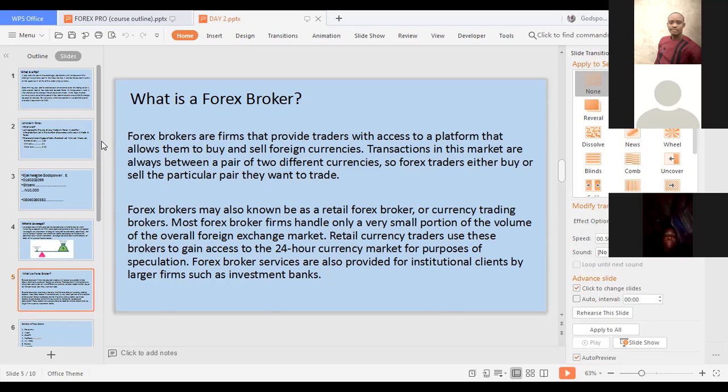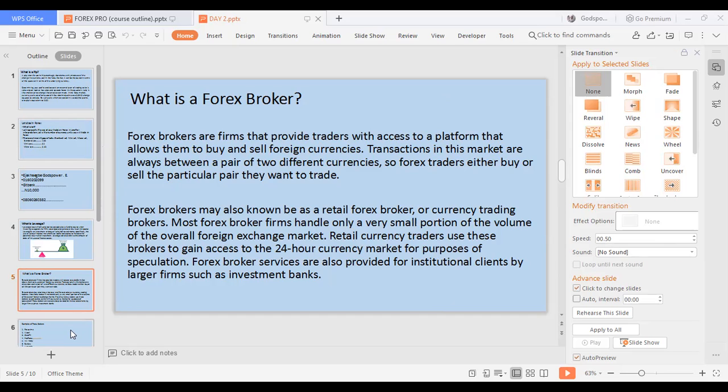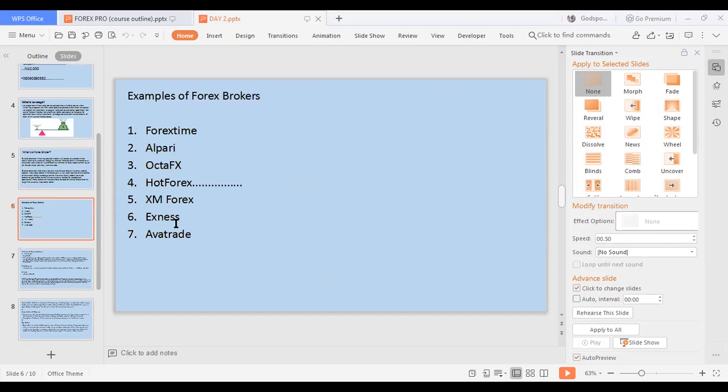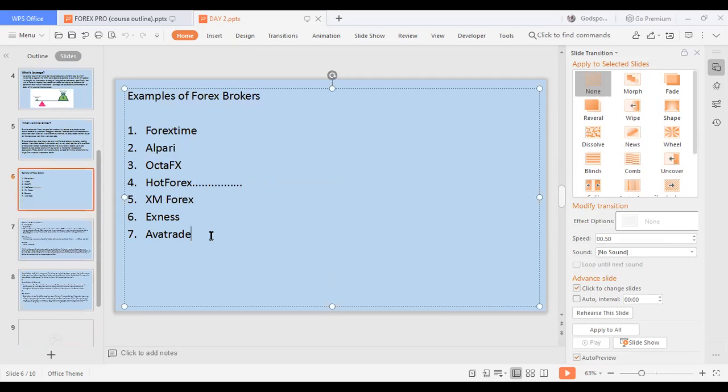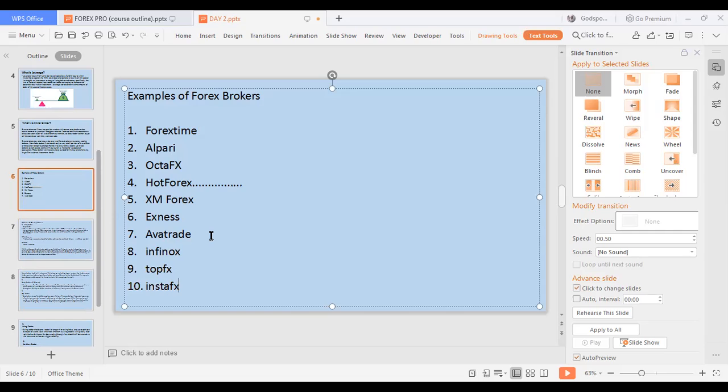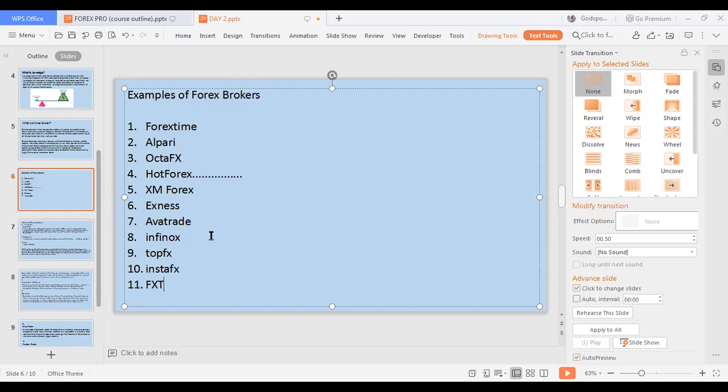There are several types of brokers, but I just listed a few here. We have Forex Time, we have Apari, we have OctaFX, we have XNES. In fact, we have Infinox, we have TopFX, we have InstaFX. You can see, I'm even tired. We have FXTM. I love these people. They've been in existence for long. We even have Antec.